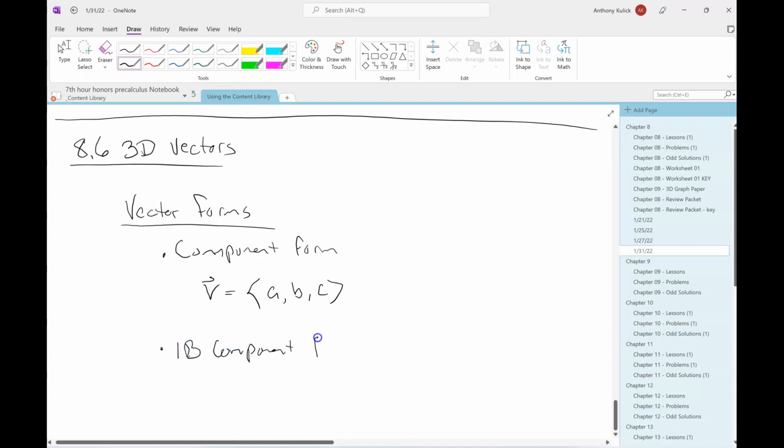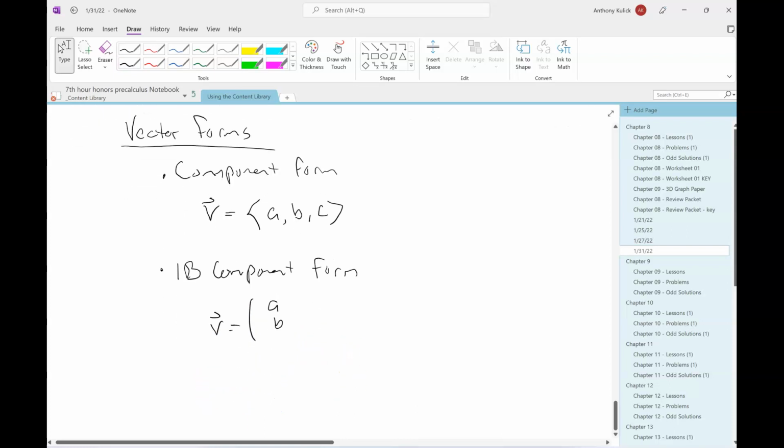So we have the column vector form. In 2 dimensions, that was the column vector (a, b). In 3 dimensions, it's just the column vector (a, b, c). Mr. Kulik, you're blowing my gourd right now. Hey, guy, hang on to your hat.